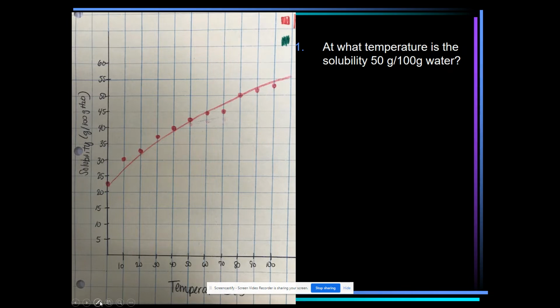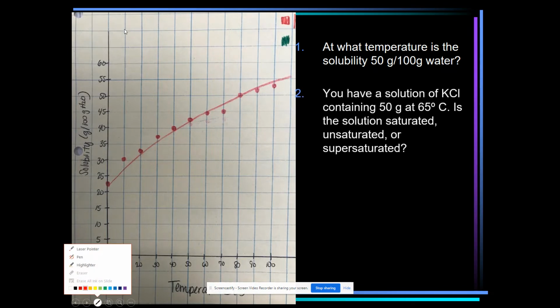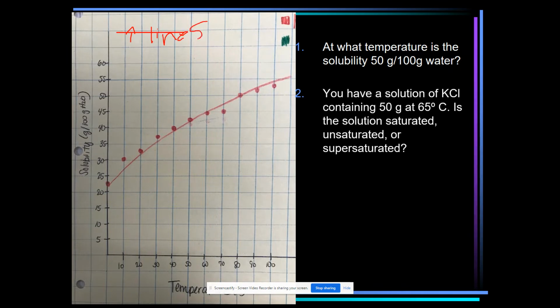Okay, so the first thing I want you to write down on your notes is, if it is above the line, it would be considered supersaturated. Okay, so write that on your notes. If it is on the line, it's saturated. And if it is below the line, it's unsaturated. Okay, that's going to come into play later, so make sure you write that down.